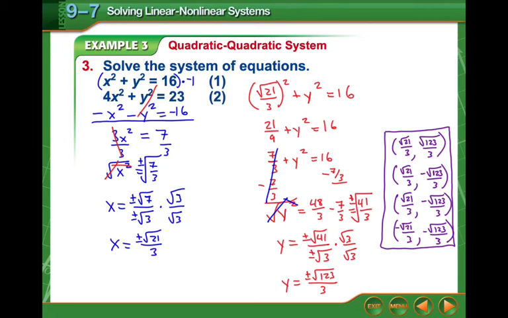So we have a circle and an ellipse that are intersecting. They're both centered at the origin, and they basically look like this. Or these are the 4 intersections that we just got.